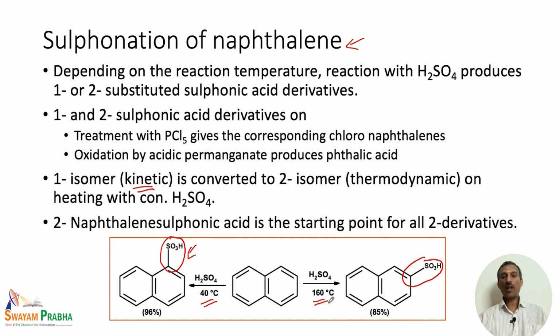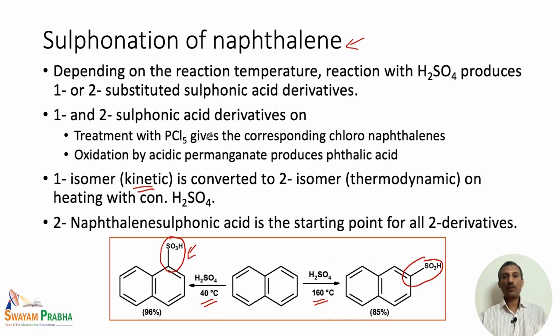And if we have a high temperature, that leads to stability of the product. In other words, the thermodynamically more stable product will be formed, and that is the reason the 2-substituted sulfonic acid derivative is formed at high temperatures.